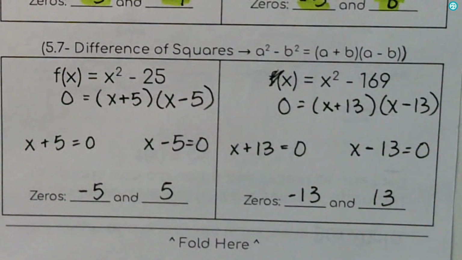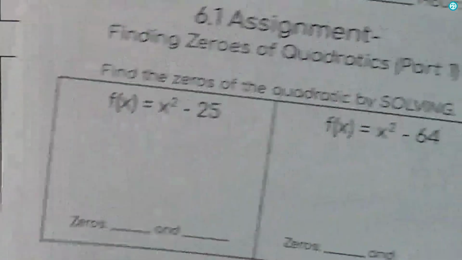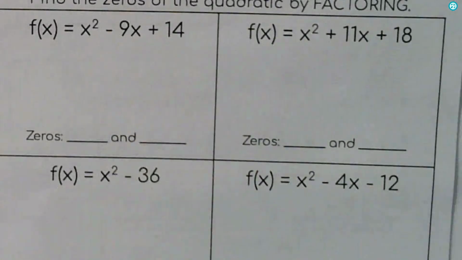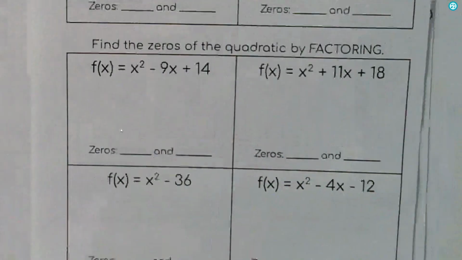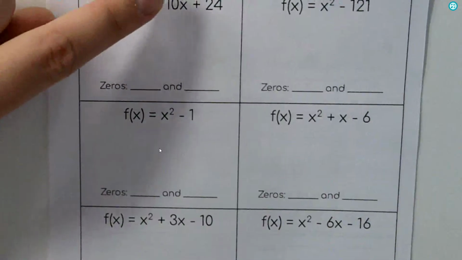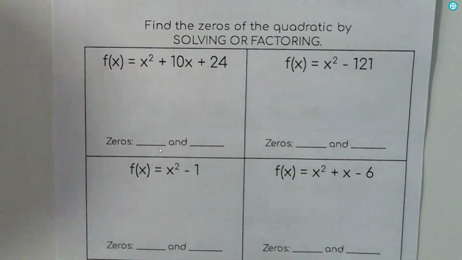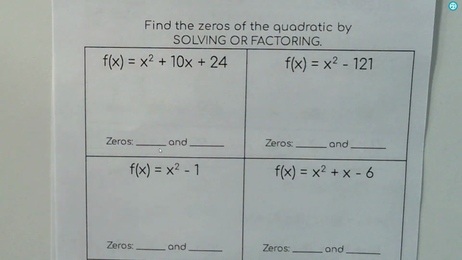Your assignment makes you solve the first two, makes you factor the next four. So just like on notes, solve a couple, factor four. On the back side, you get to pick whether you want to solve or factor. You can factor all of them. You cannot solve all of them. So you will have to factor at least some. Any questions regarding that?